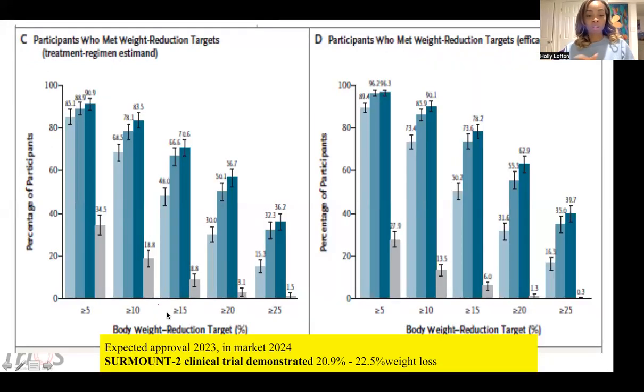These are some of the results from the SURMOUNT-2 trial, demonstrating, depending on whether you're looking at the full population or the estimand data, 20.9 to 22.5% weight loss. One thing I want to point out is that not everyone loses weight, and this can be disappointing. They see all their friends losing weight on the medication, and they may be in the 4% or 15% that does not achieve 5% weight loss. This is why we have other medications to help patients who may be non-responders, and some of our pipeline medications are getting close to that 100%.